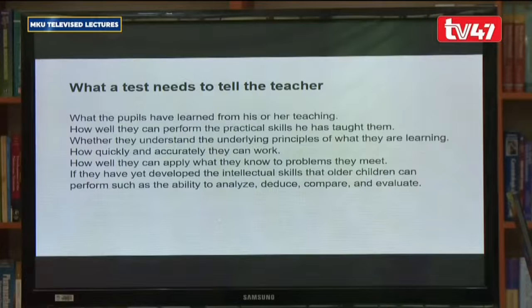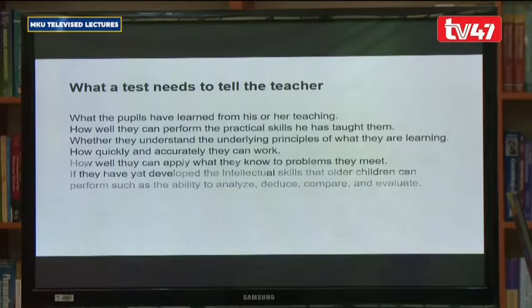Number two, how well the pupils can perform a particular practical skill or task that he or she has taught, whether they understand the underlying principles of what they have been learning, how quickly and accurately they can work, how well they can apply what they know to solve problems that they meet from their day-to-day engagements, and if they have been able to develop the intellectual skills and capabilities that they were expected to develop. For example, analyzing, comparing, evaluating, and so on.